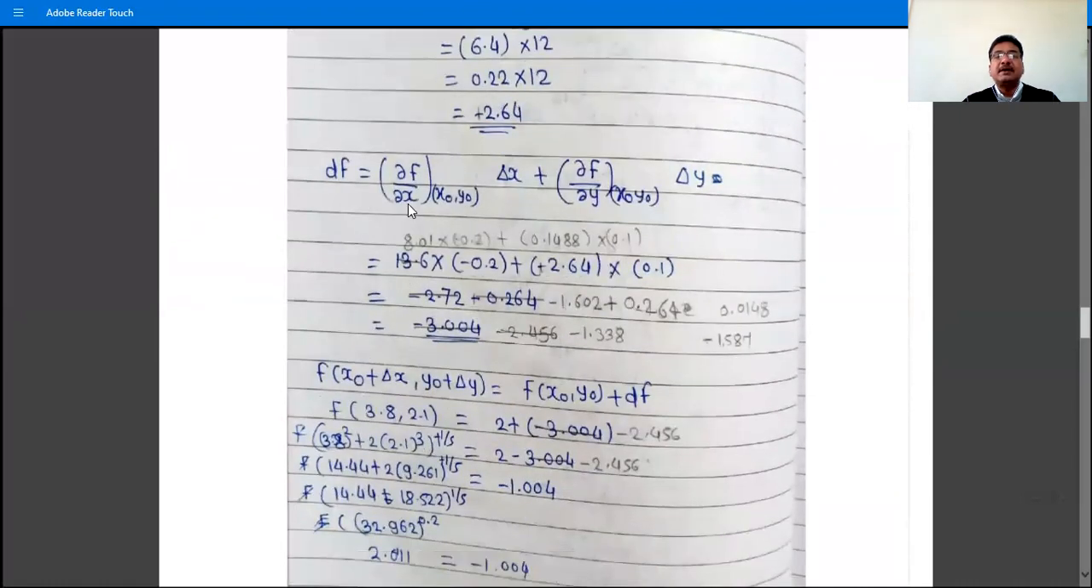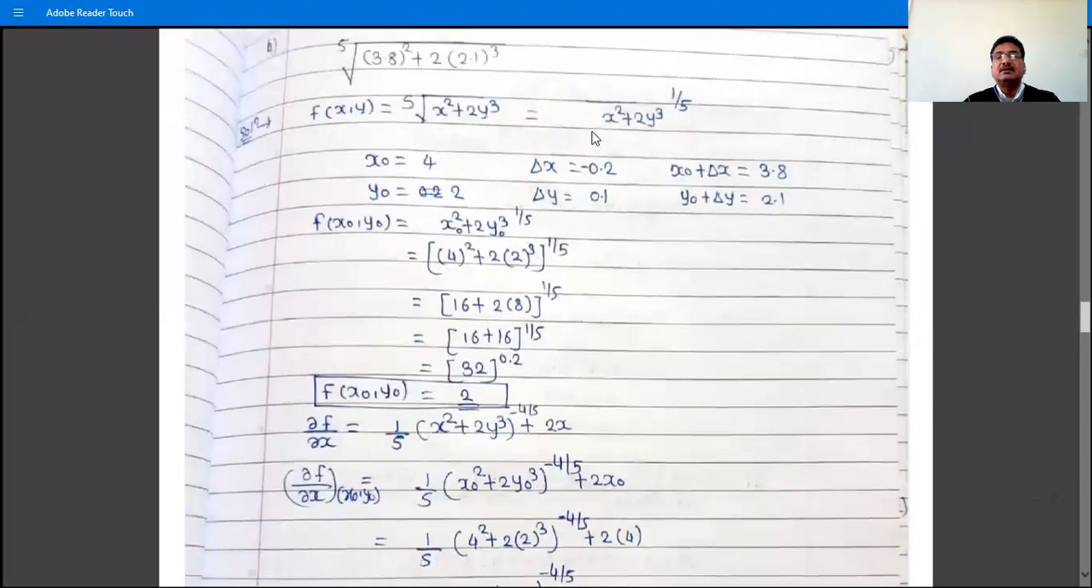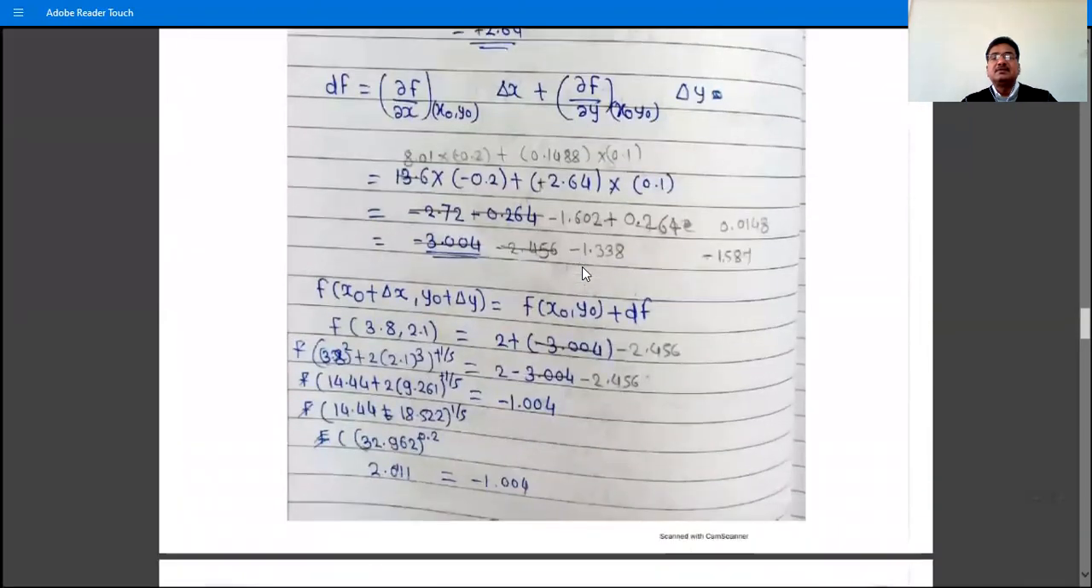And then df is del f by del x at x naught, y naught into delta x, plus del f by del y at x naught, y naught into delta y. So what are delta x and delta y? Delta x is minus 0.2 and delta y is 0.1. Substitute those values and find the correct answer of capital df.